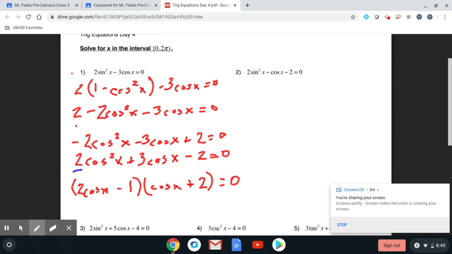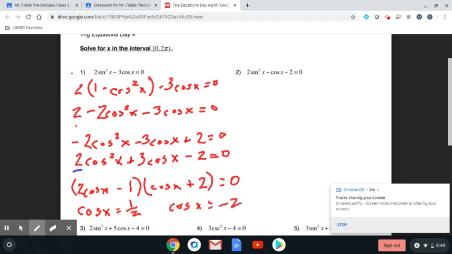Then each one of these two groups, we set equal to 0 to solve. On my left-hand side, we end up getting cosine x is equal to a positive 1/2, and on the right side, you end up getting cosine x is equal to -2.